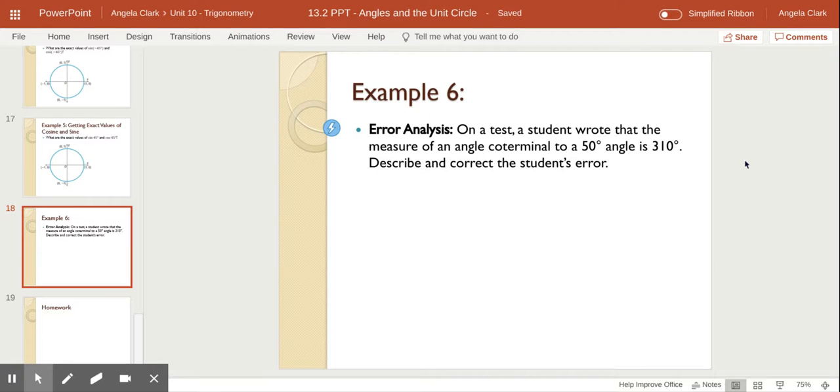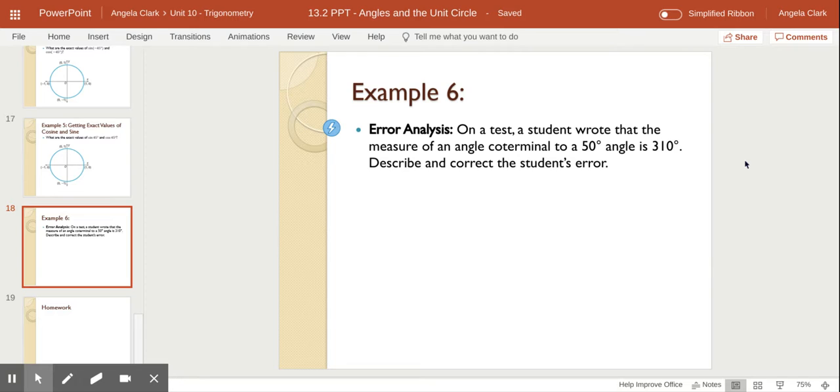All right, welcome back to 13.2. This is the last example. So this is an error analysis question. On a test, a student wrote that the measure of an angle coterminal to 50 degrees is 310 degrees. Describe and correct the student's error.